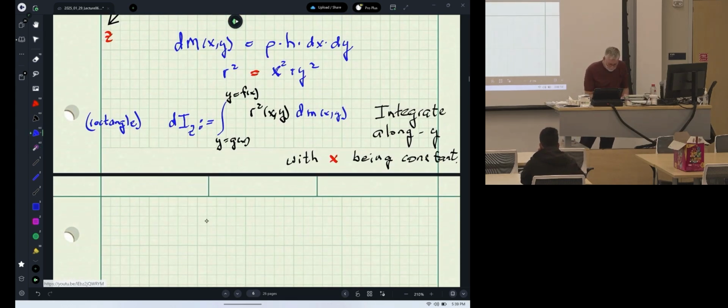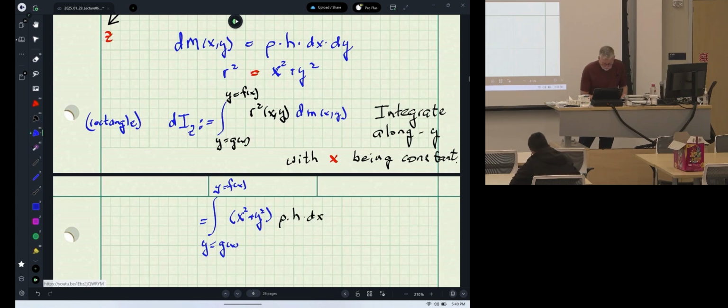Let's fill this in a little bit. Y goes from g of x to f of x. R squared is just x squared plus y squared. And the differential mass is rho times h times dx times dy.